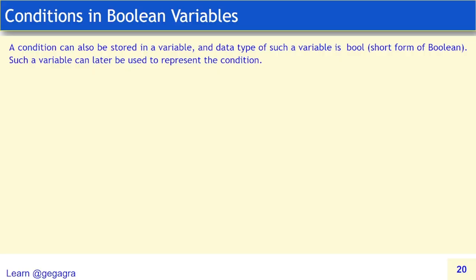A condition can also be stored in a variable. That means what? The data type of such a variable is bool, in short; the full form is boolean. Boolean means true or false. Such a variable can later be used to represent a condition. Just have a look at the statement.